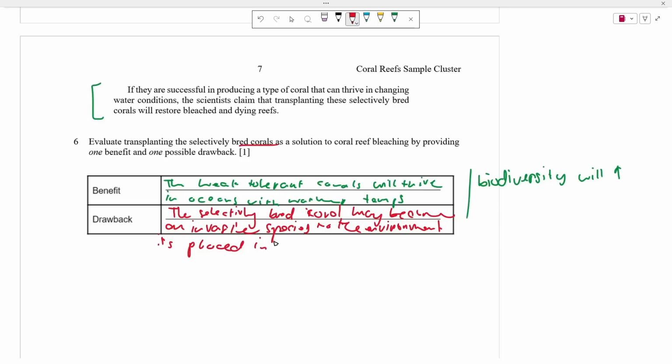Another drawback. You could have also said that selectively breeding corals does not reduce the increase in ocean temperature, right? So even these heat-resistant organisms may not survive in further warmer environments, right? It's not like you fixed the issue of global warming. You just made someone that can temporarily survive in these hotter climates. But if the climate keeps getting hotter, even this super resistant coral could once again die if the temperatures become far too high, right? So again, those are all of the correct answers that you could have said when mentioning the drawbacks of this, okay? And that is also the end of this section, right? The end of this cluster.